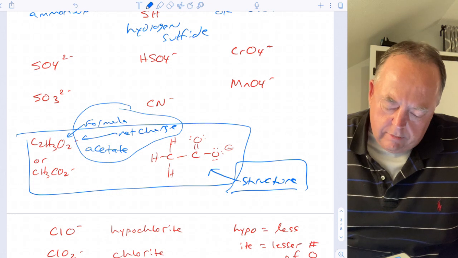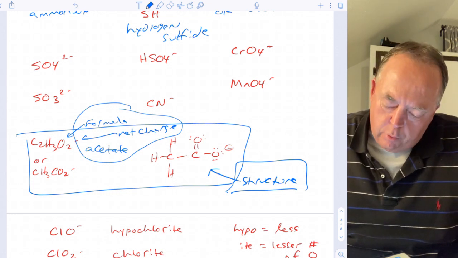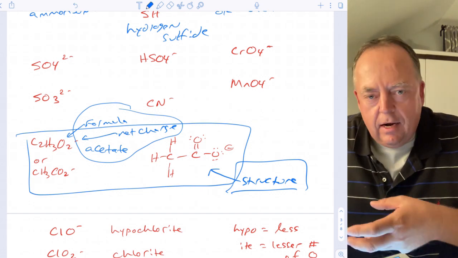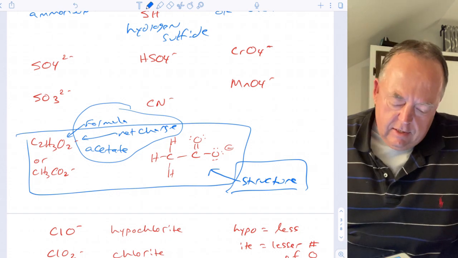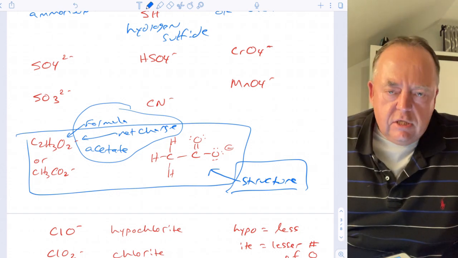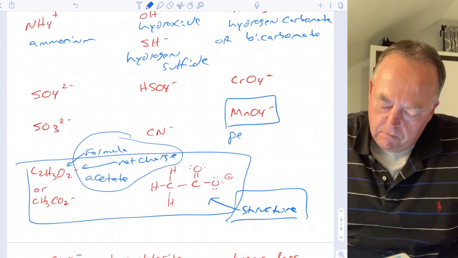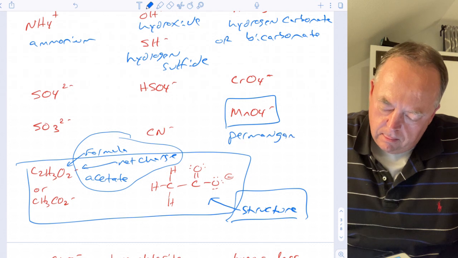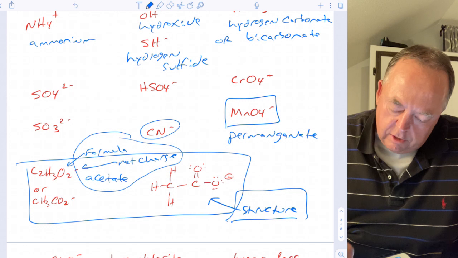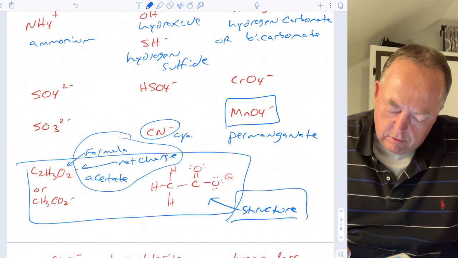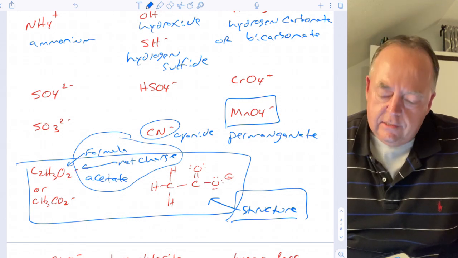Once we get to about chapter 10, then you'll have to know the structure. But at that point, we'll look at enough chemistry that you can figure out the structure on your own. You don't ever have to memorize it. You can always figure it out. But the formula, the charge, and the name, you just have to memorize. So MnO4 with a -1 charge, you just have to know that that is called permanganate, right? CN with a -1 charge, you just have to know that that is called cyanide. So lots of memorizing to do.